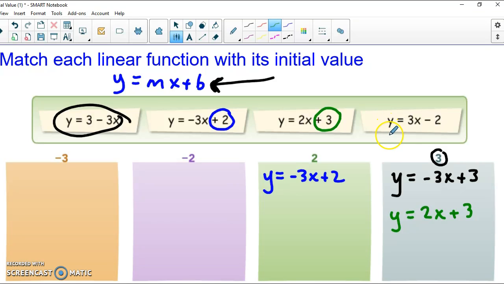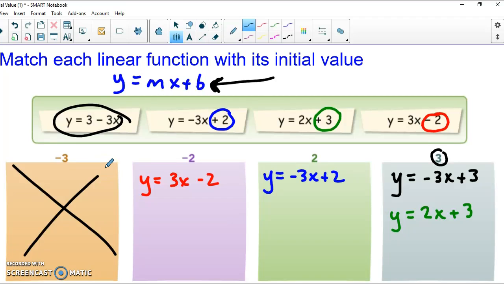And my last equation, y equals 3x minus 2. This is in y equals mx plus b form. My b is my initial value, which is a -2. So this equation has an initial value of -2. And we didn't end up with any that had an initial value of -3.